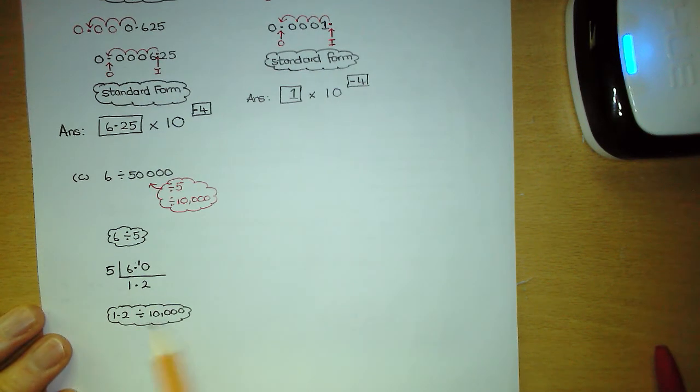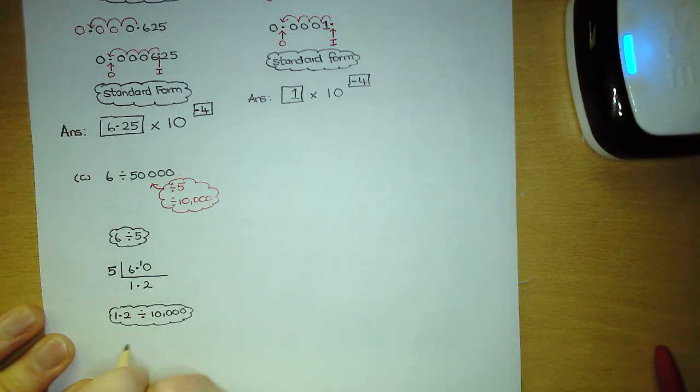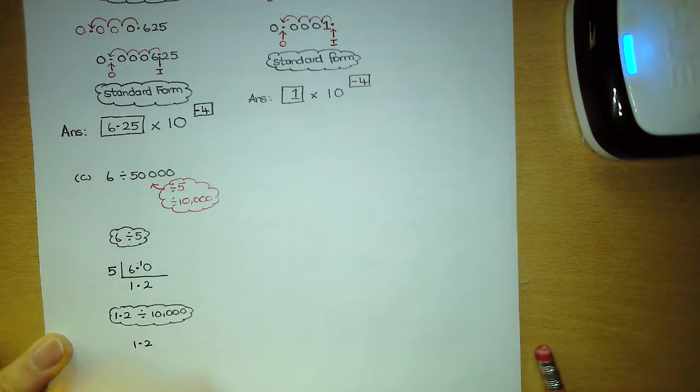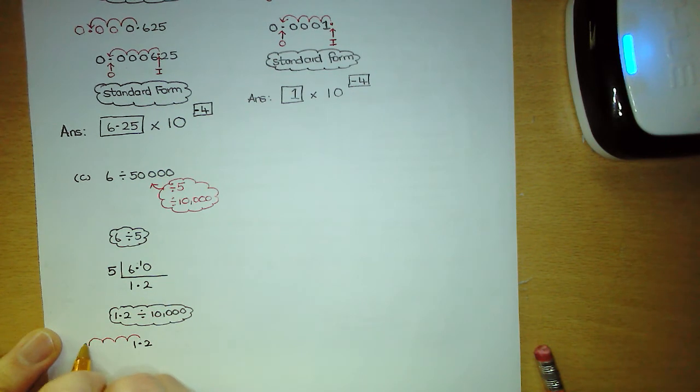Okay, so when you're dividing by 10,000, there's 4 zeros in 10,000, so dividing means you're making this 1.2 smaller, so we're going to move the decimal point 4 places to the left. So, copy down your 1.2. We're now going to move the decimal point 4 places left, so there's 1 place, 2 place, 3 place, 4 place, so we're going to finish there. Fill in all the gaps with zeros, 1, 2, 3 and 4.